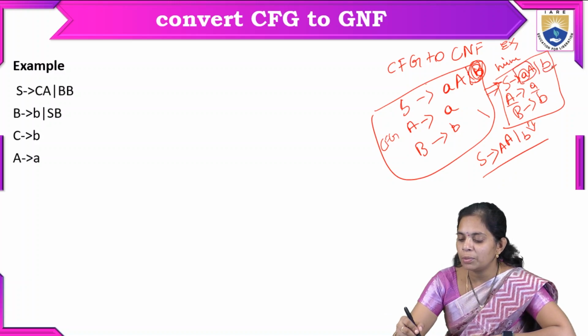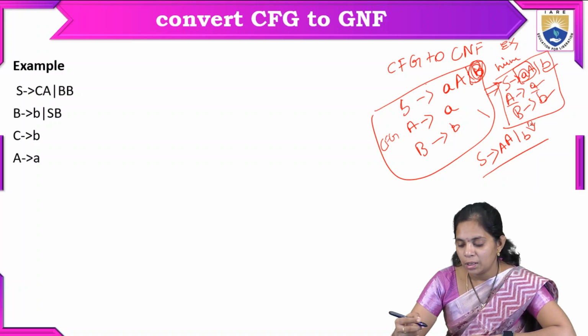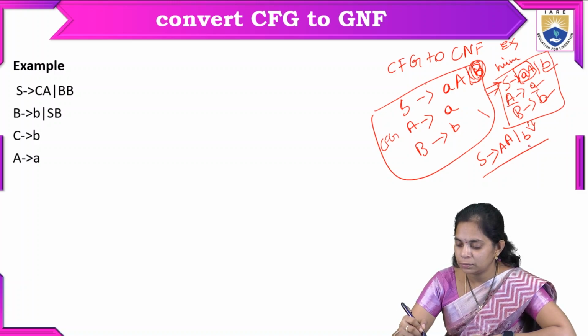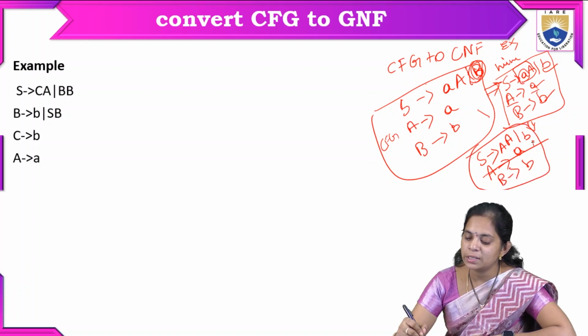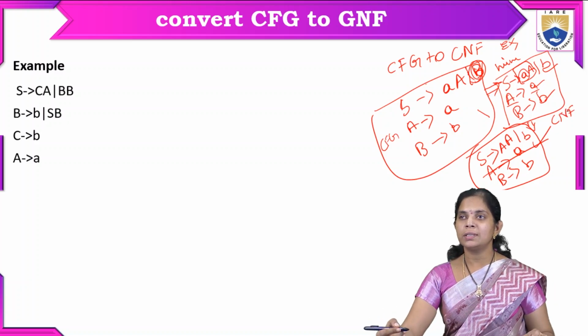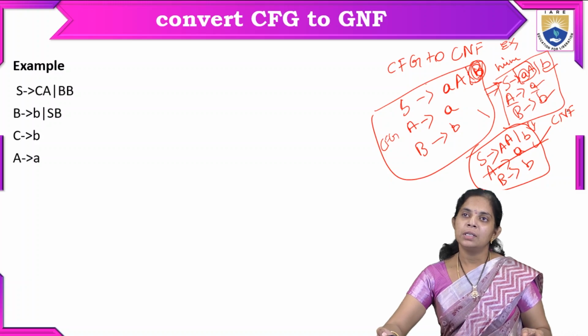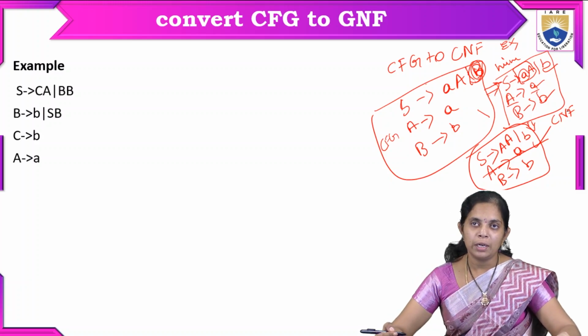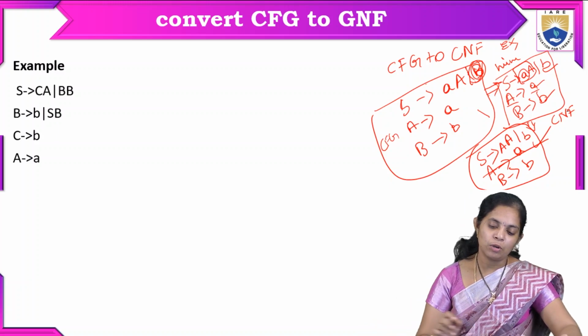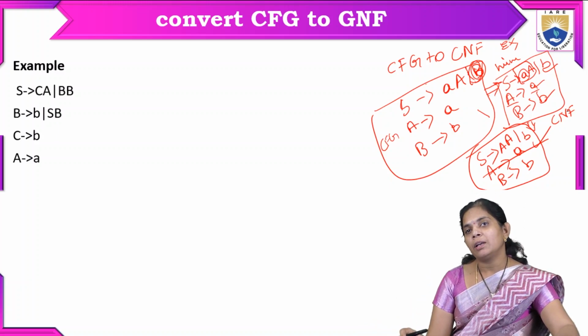Why? Because these terminals are always accepted here. And the remaining ones are capital A tends to a and capital B tends to b. By seeing this, we can say that it is a CNF. So this is the example of converting the context-free grammar into a Chomsky normal form. And now we will see the Chomsky normal form into a Greibach normal form.